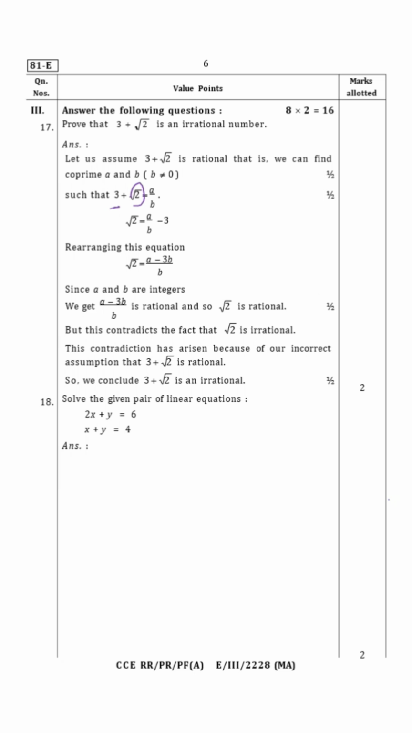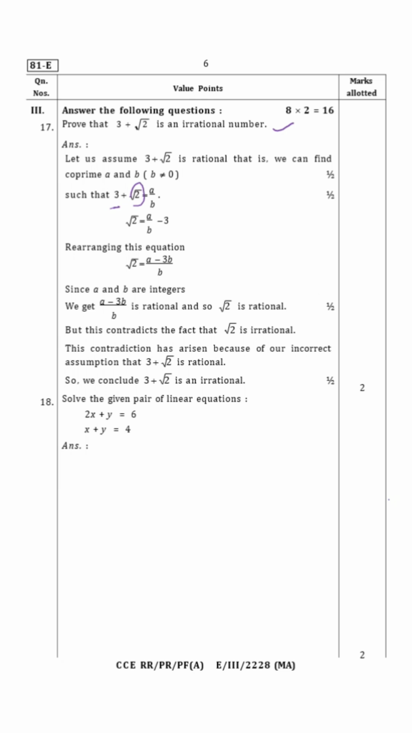Solve the given pair of linear equations. 2x plus y is equal to 6. x plus y is equal to 4. The question is taken from the chapter Pair of Linear Equations. The 17th question is taken from the chapter Real Numbers. Here observe in the 18th question, y has the same coefficients. So now we can solve it by the elimination method.